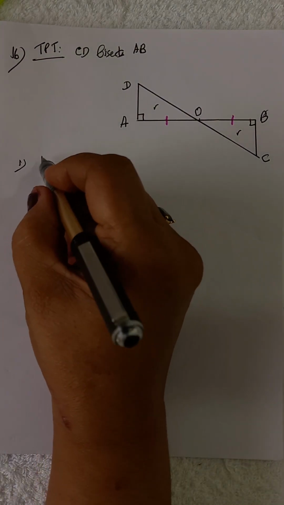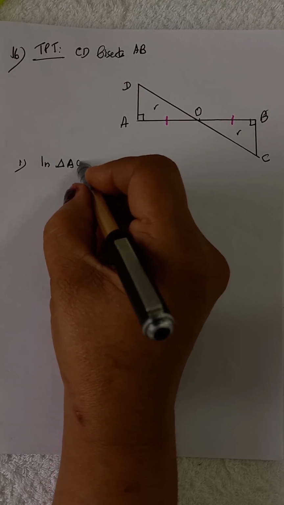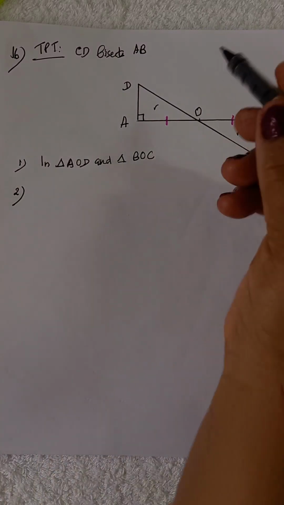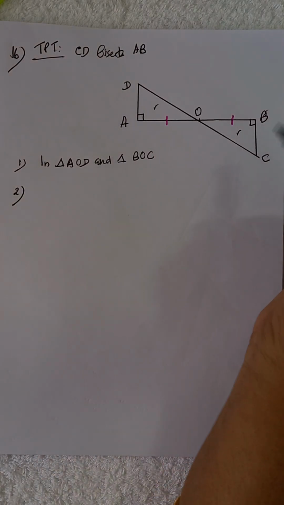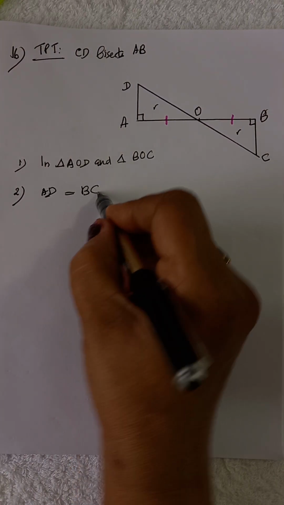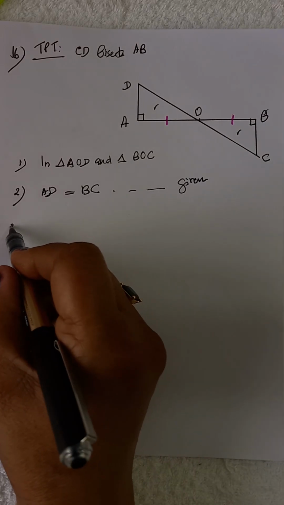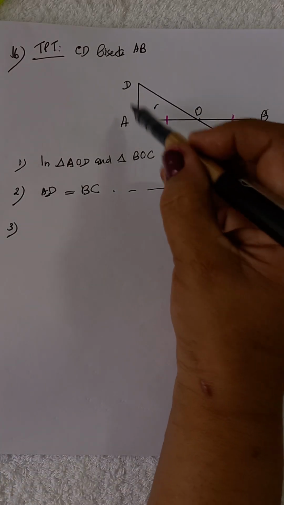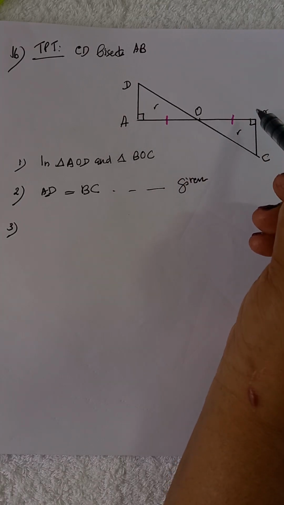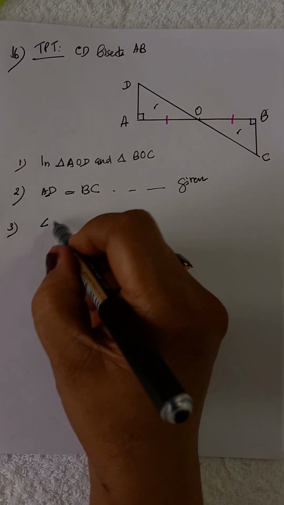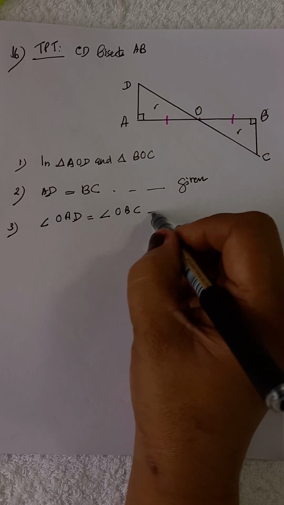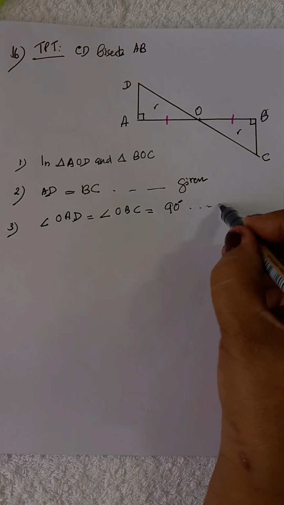So first point, in triangle AOD and triangle BOC. Second point we can write AD is equal to BC, that is given in the question. So AD is equal to BC. Reason is given. Then third point, what about angle OAD and angle OBC? These are perpendicular, so these are 90 degrees. So we can write angle OAD is equal to angle OBC is equal to what? 90 degrees. That is given.